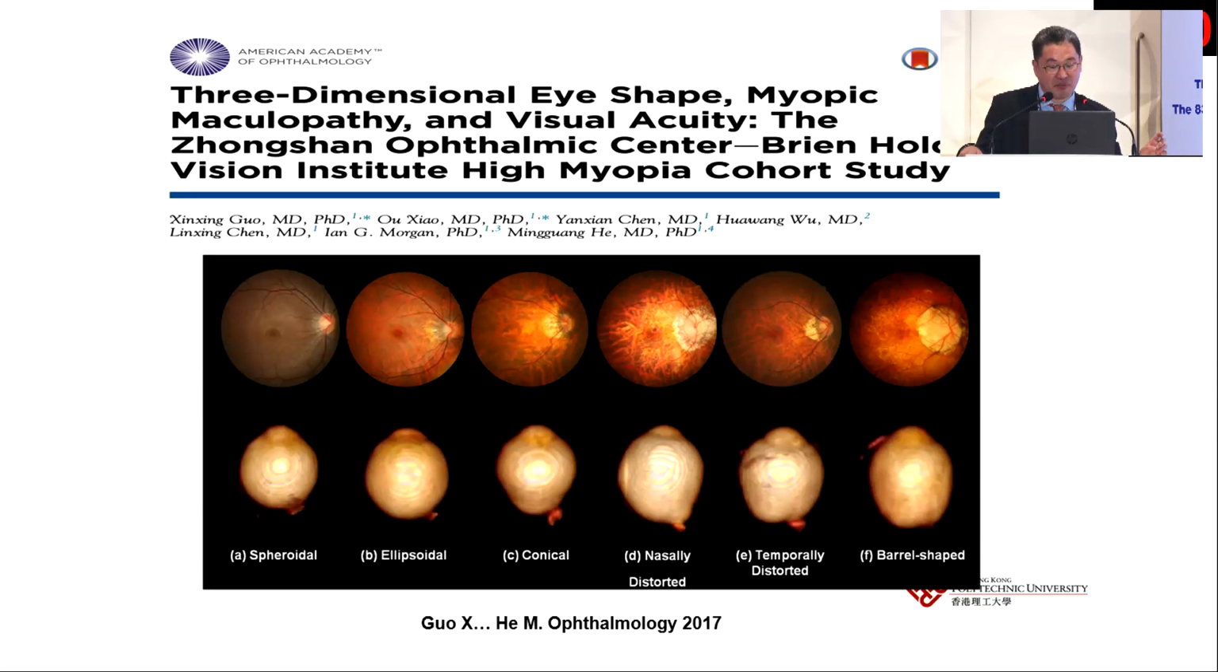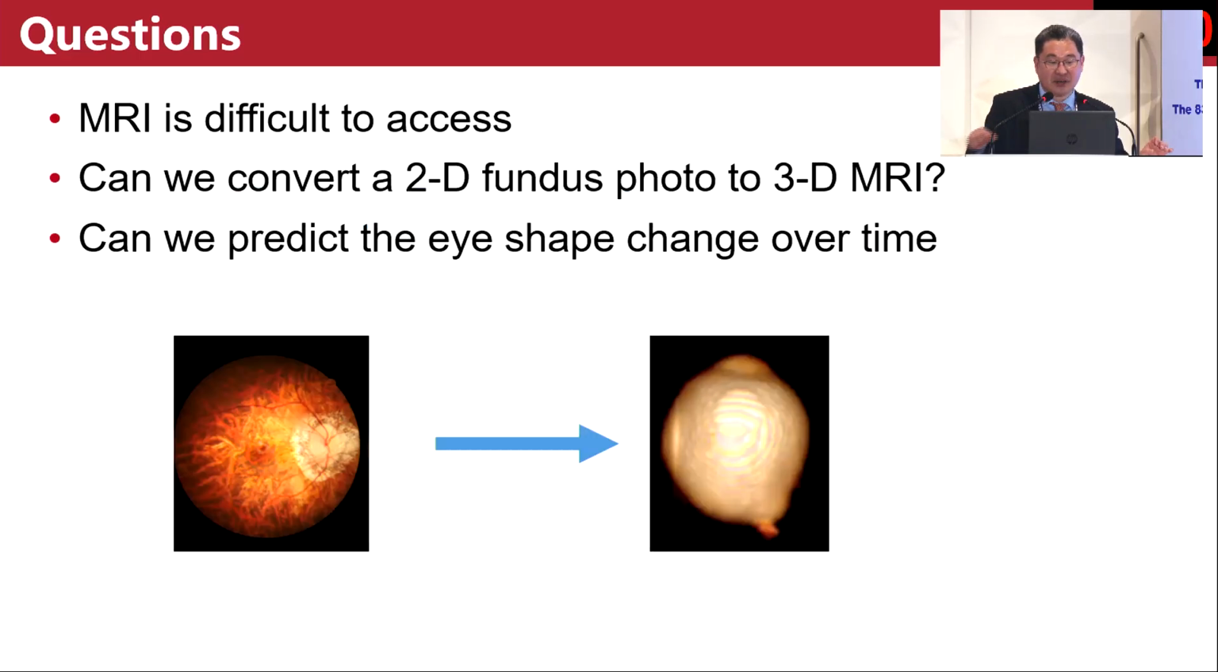This is a paper we published 7, 8 years ago. It demonstrated the ocular shape among high myopia patients. First of all, the ocular shape is really associated with what we call the pathologic myopia grading. So shape is important. That's all we know. The problem is that having an MRI scan done is very painful. It's expensive. It takes a long time, like 30 or 40 minutes to complete.